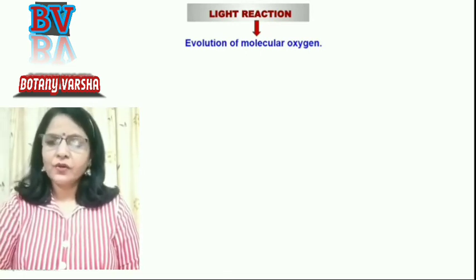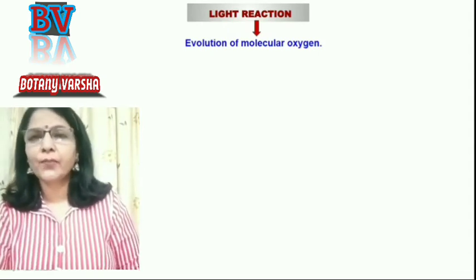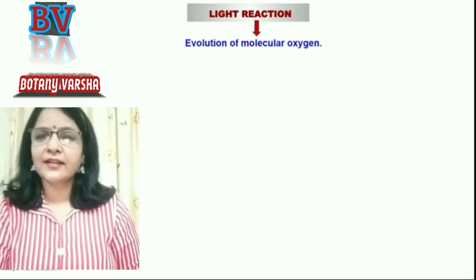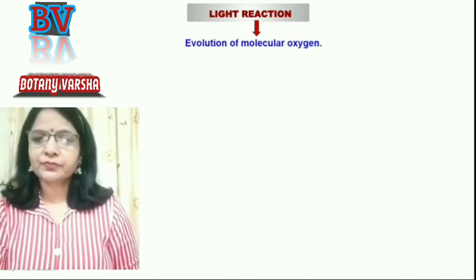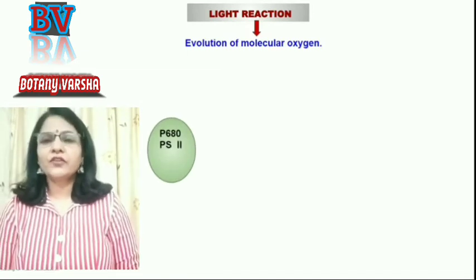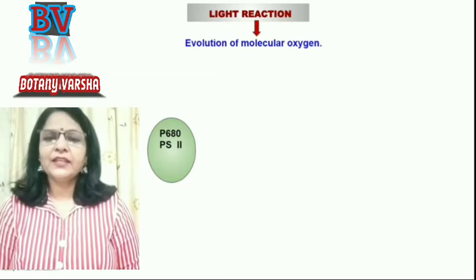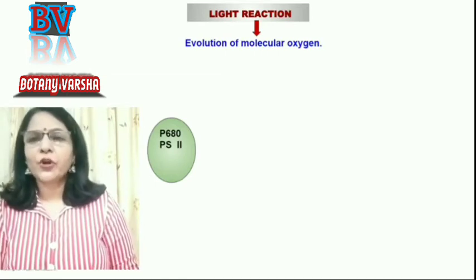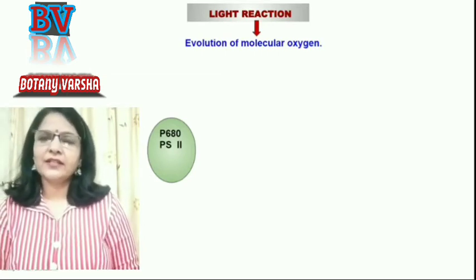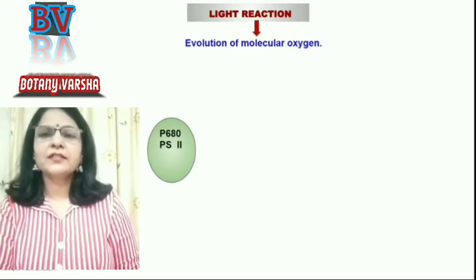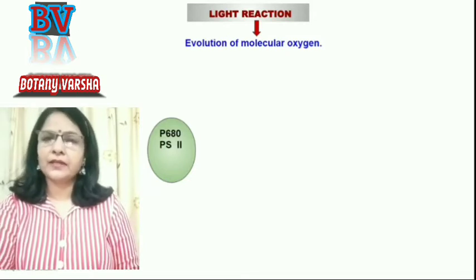So now I will teach you with the help of a simple animation film so that you can easily understand the process. This is pigment system 2. The reaction center of pigment system 2 is P680, and each pigment system has two complexes, core complex and light harvesting antenna complex. In light harvesting antenna complex, different photosynthetic pigments are found.